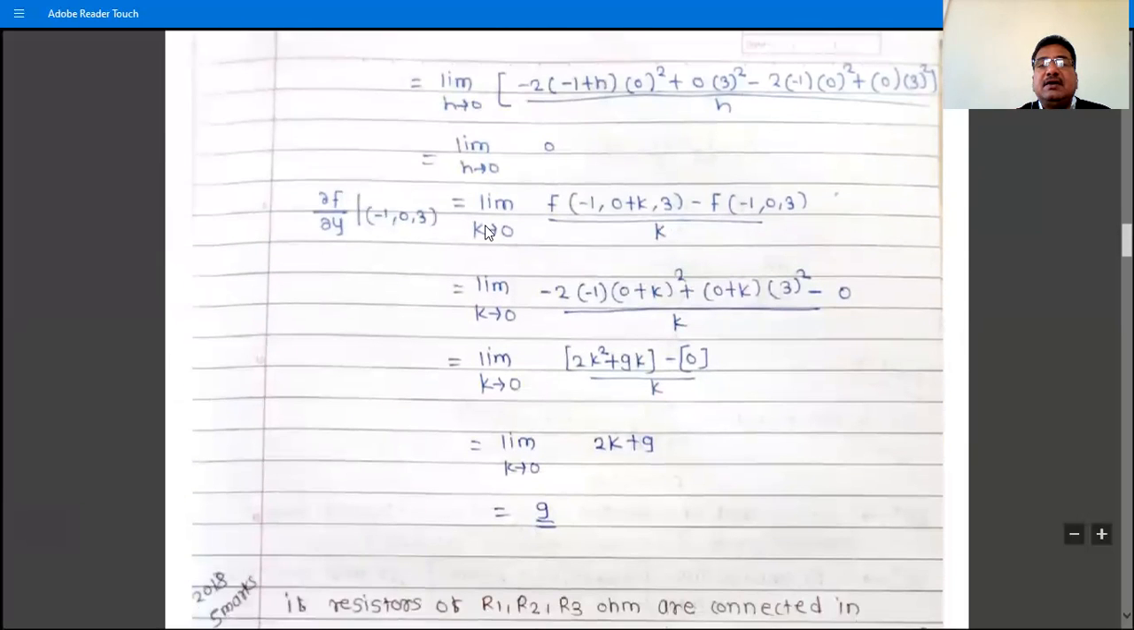This is the limit as k tends to 0 of f(-10, 3 + k) minus f(-10, 3) divided by k. Okay, so this is the definition. What is ∂f/∂y at (a, b, c)? Limit k tends to 0, f(a, b + k, c) minus f(a, b, c) divided by k.